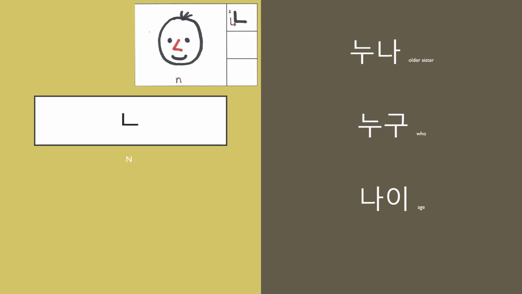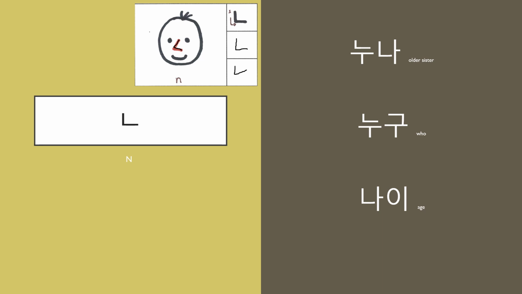The next consonant we'll be looking at is the N sound. You do this in one stroke, like this. And to help you remember, I've drawn a person here for you, and just think of their nose. N for nose. I'll get you to pause the video, try writing the consonant a couple times until you're feeling comfortable, and then you're going to look at the right-hand side of the slide at the 3 Korean words. I'll get you to also write these down and try to say it out loud. Then you can return to the video to see if you've gotten it right.